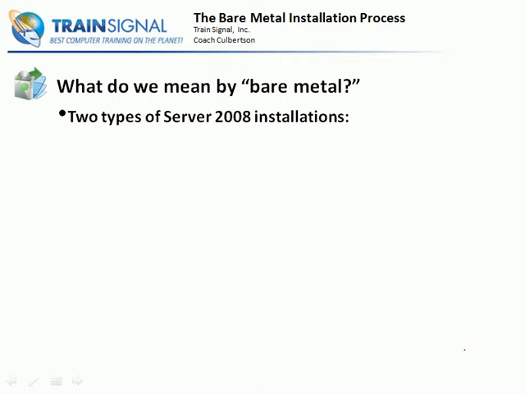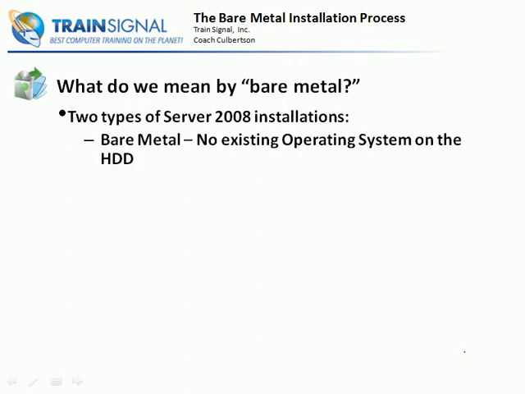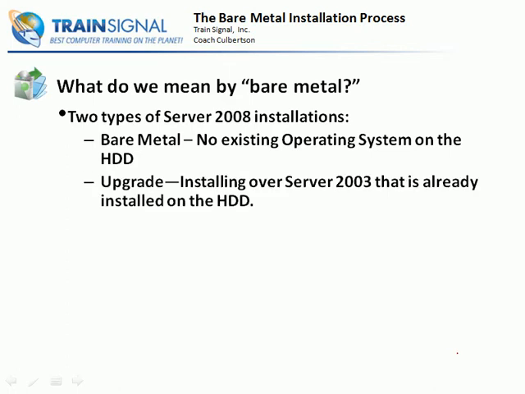Let me tell you about the 2 types of Server 2008 installations. They're very simple, so don't let the wording throw you. When you're doing a bare metal installation like what we're going to do, there is no existing operating system on the hard drive. It's a clean, blank hard drive. If we're going to be doing an upgrade installation, we're going to be installing over the top of Server 2003. That Server 2003 is already there on the hard drive, and we're upgrading it.